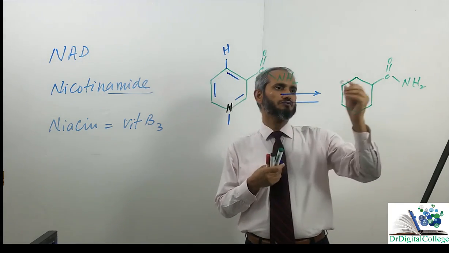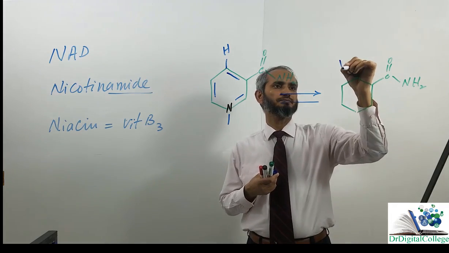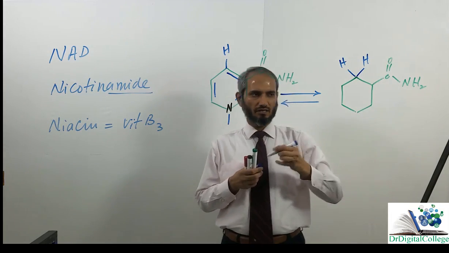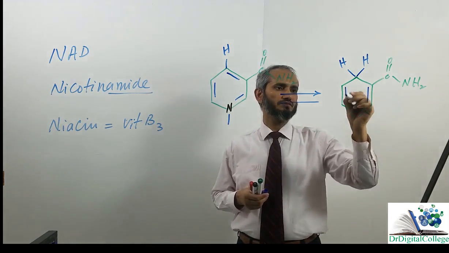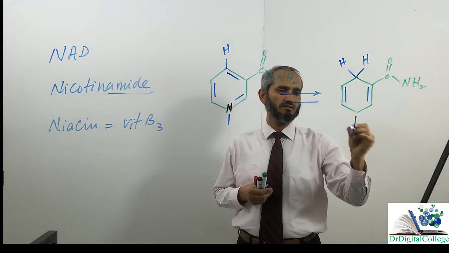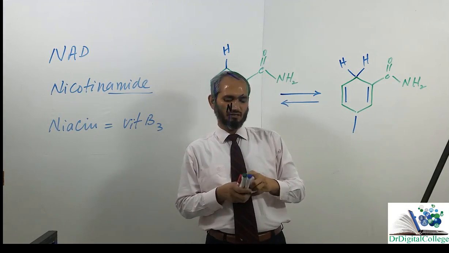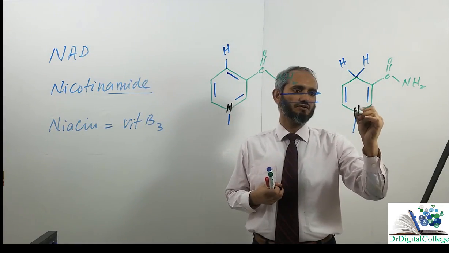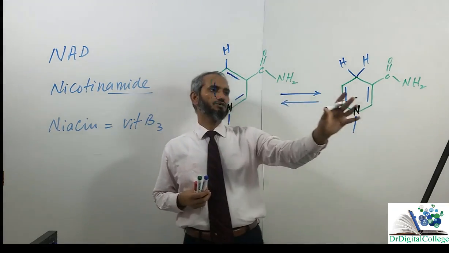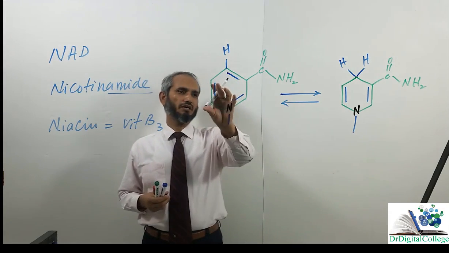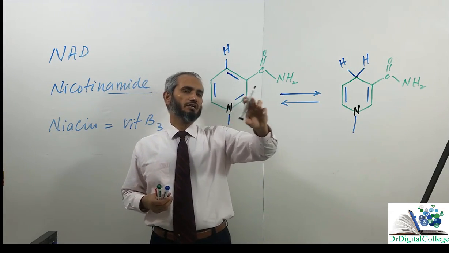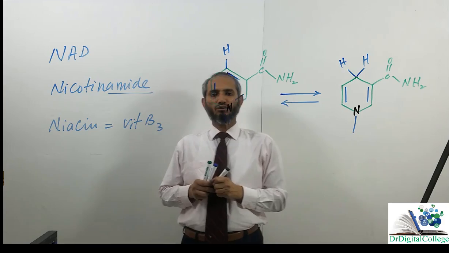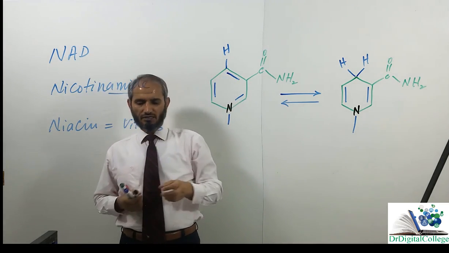Two hydrogens will be attached here, and its double bonds will be shifted like this, while the nitrogen is here. This is its reduced form and this is its oxidized form. This resonance structure can shift its bonds like this. Now with this part, the dinucleotide is attached.